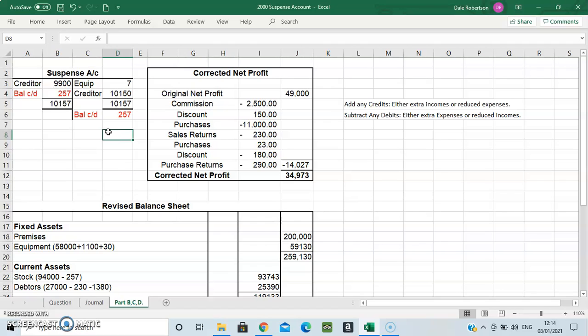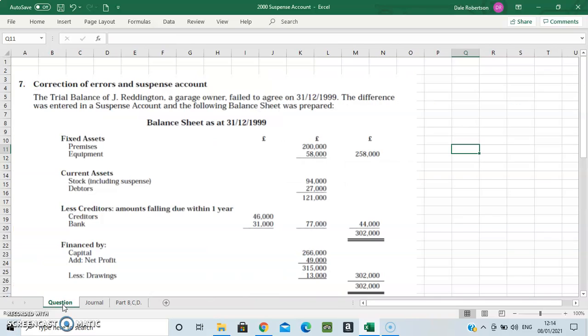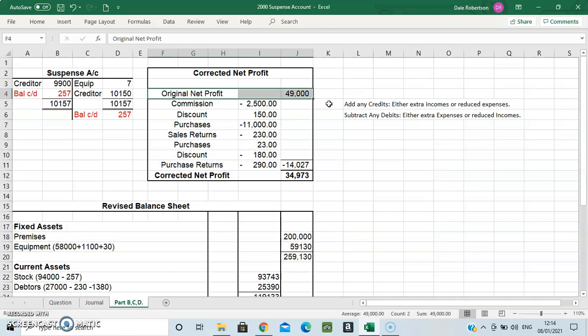That's part B completed. Now, part C, you have to do a corrected net profit. Now, first off, where did I get this original net profit? Well, you get that from the question. And you see here it says net profit is 49,000. So you enter that in there. And then you're going to apply this rule. You're going to add any credits because they would be either an extra income or perhaps a reduced expense. And you're going to subtract any debits. And that could be either an extra expense or perhaps a reduced income.